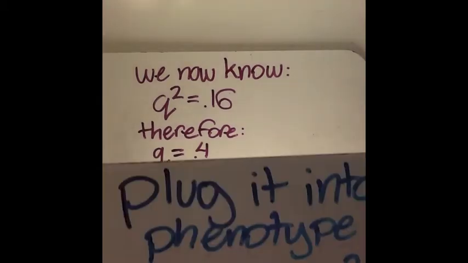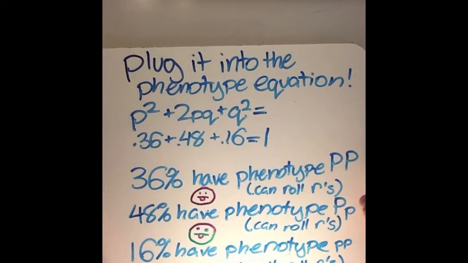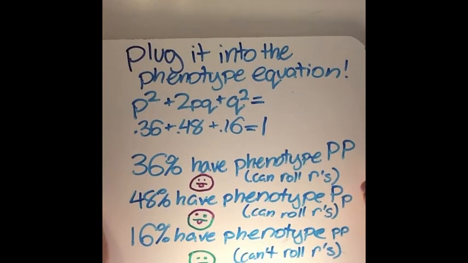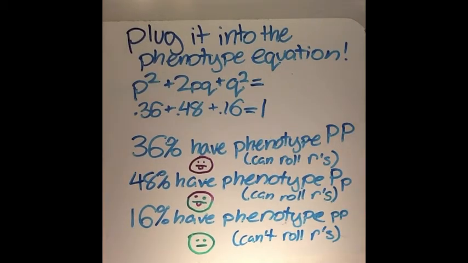Plug it into the phenotype equation, you get 0.36 plus 0.48 plus 0.16 equals 1, which means 36% of the population is homozygous dominant, 48% is heterozygous, and 16% is homozygous recessive.